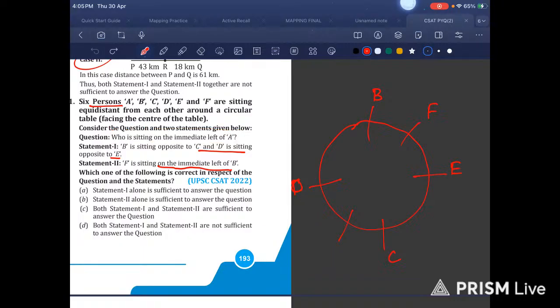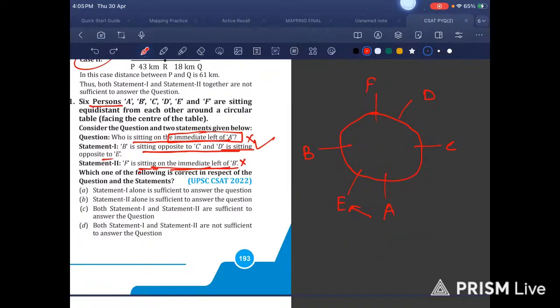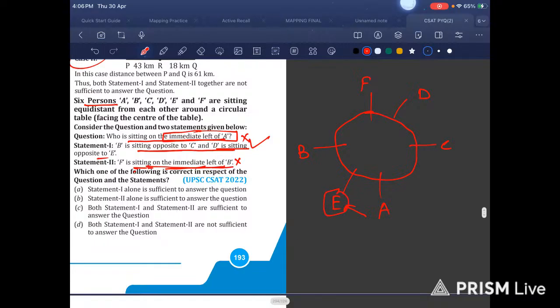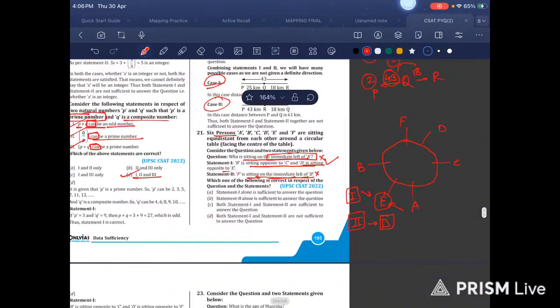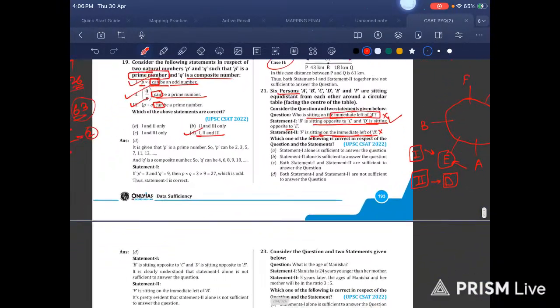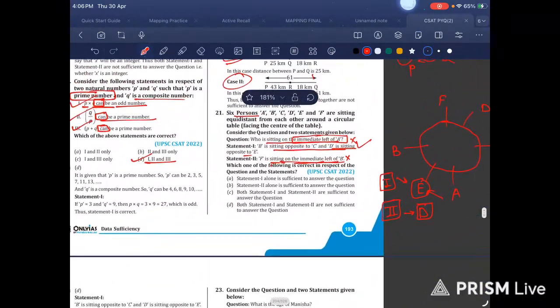What was my previous answer? D. Okay, here I have got A, and in the second case I got D. In the first case I got E. So that means if we combine both these two statements, then too we would not get our correct answer. So that means option D is correct.